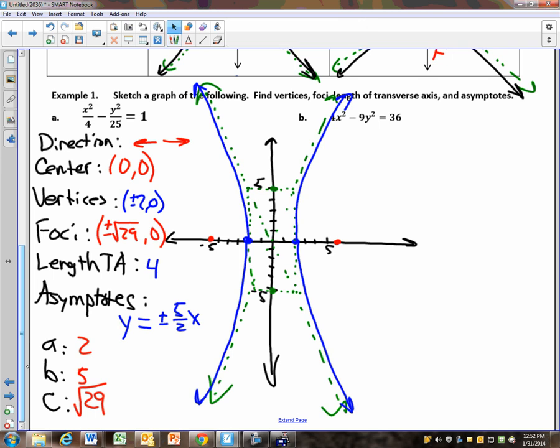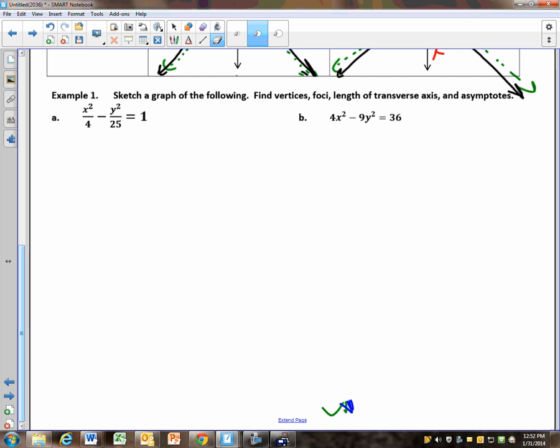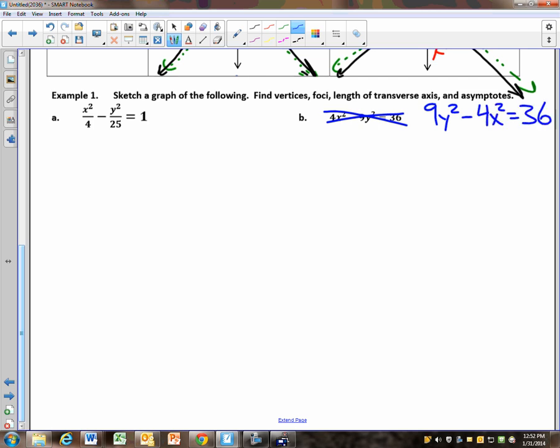Okay, so every year when I do these types of problems, I gave you one that was wider. Then I would want to give you one that was more narrow. But everybody kind of wants one that's vertical instead of horizontal. And so I always change the problem. So let's just change it. We'll do 9y squared minus 4x squared equals 36. That's what we'll do instead.